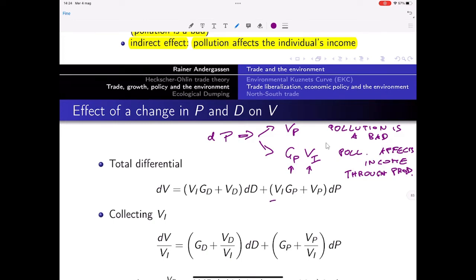And this is the second part here. So let me repeat this. This is the direct effect, and this is the indirect effect. Is it clear? So you have to sum both. Pollution directly affects welfare, and indirectly through production and therefore income.